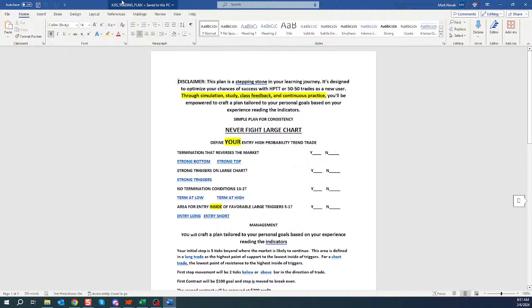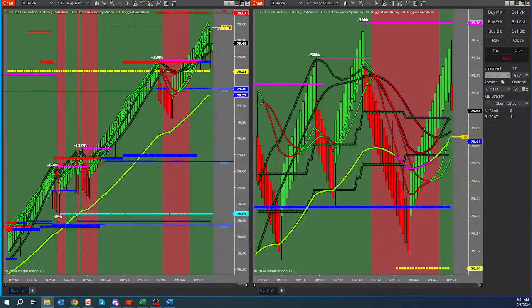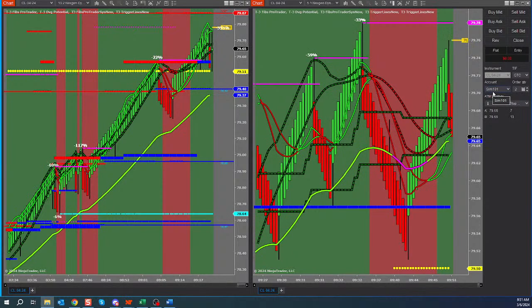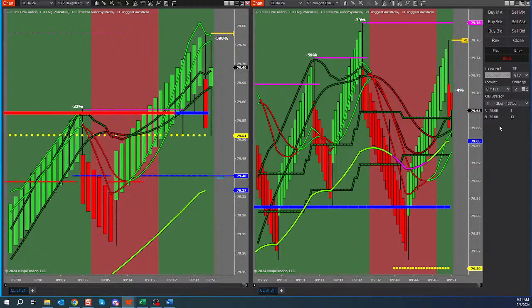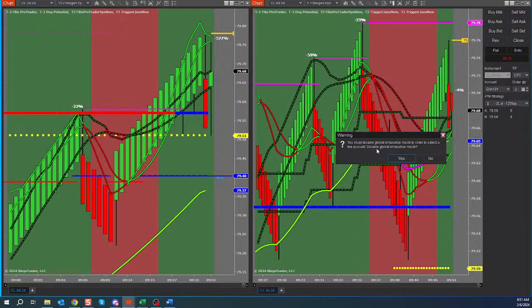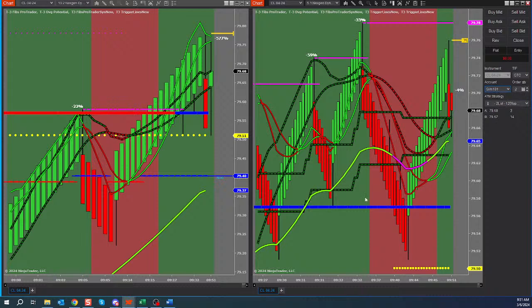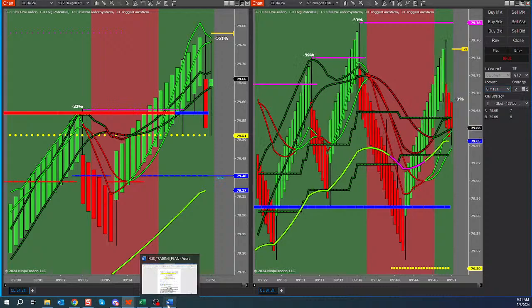You'll set your account to either simulator, which means that it's not real money. It's just a practice account. That's all you're doing. Or if you have something like Apex or a live account, and it even tells you to get off of simulation mode, I'm not going to do it, you can switch to a live account. But yes, you have to pick between the two.